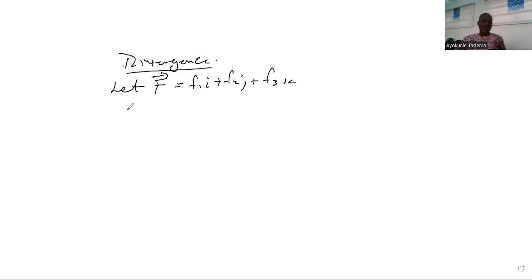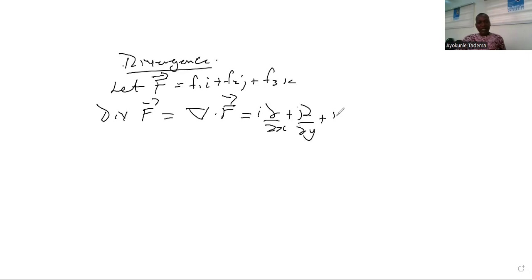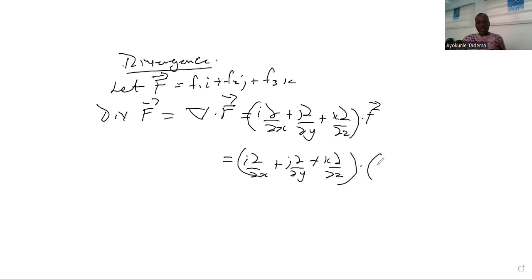Now, quickly, let's look at divergence. For instance, let vector F be given as F1 i plus F2 j plus F3 k, and you want to define div F. Div F is nabla dotted with vector F, and nabla is defined by i ∂/∂x plus j ∂/∂y plus k ∂/∂z, multiplied by your vector F, which is F1 i plus F2 j plus F3 k.